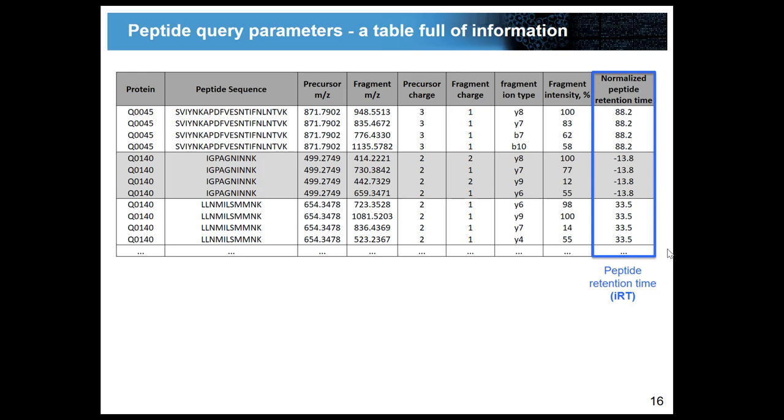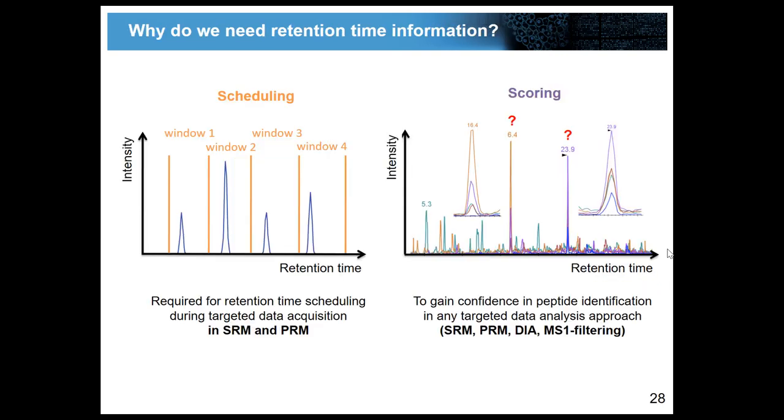I wanted to give you a little bit more information on how this is actually calculated and done. So this last column here contains the information of how your peptides behave on the LC. And here's once more the overview. Why is that useful? We said it already. We need retention time information if we want to schedule our SRM runs or our PRM runs.